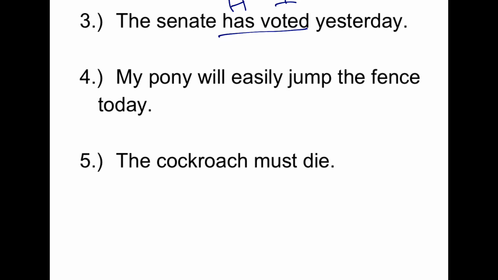My pony will easily jump the fence today. Will jump is my simple predicate. Easily is an adverb that we ignore. Will is a helping verb, and jump is a transitive action verb, because fence is the object of that verb. The cockroach must die. Must die is my simple predicate. Must is a helping verb, and die is an intransitive action verb.